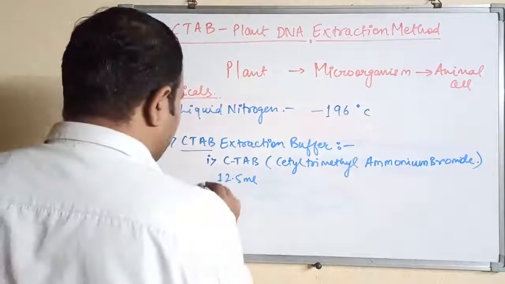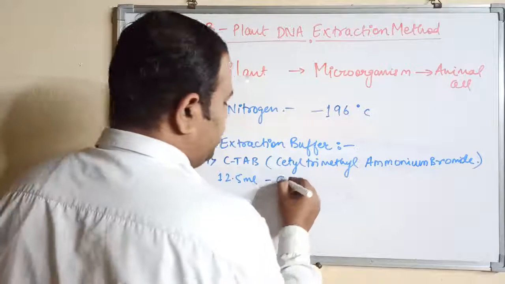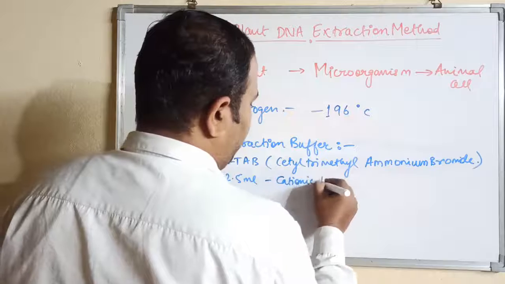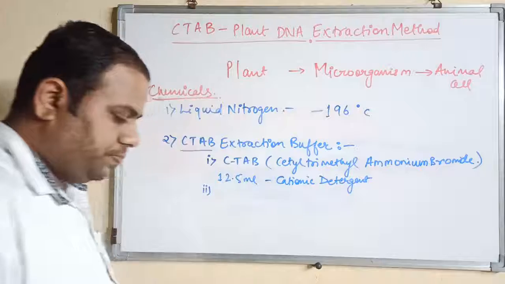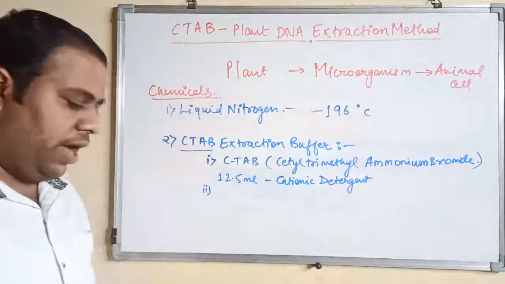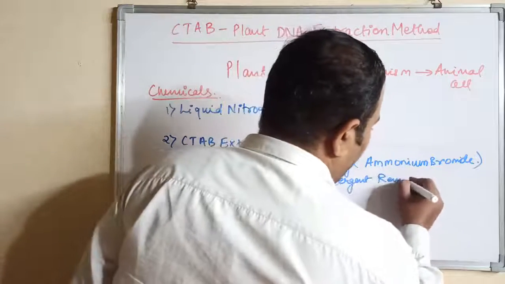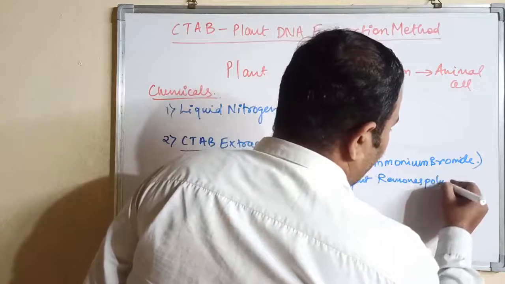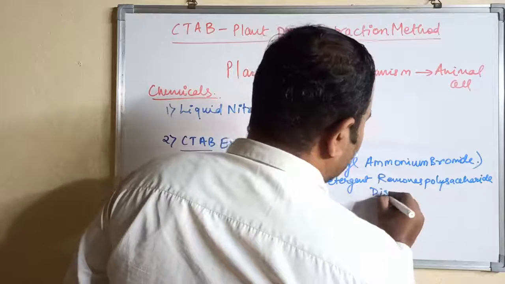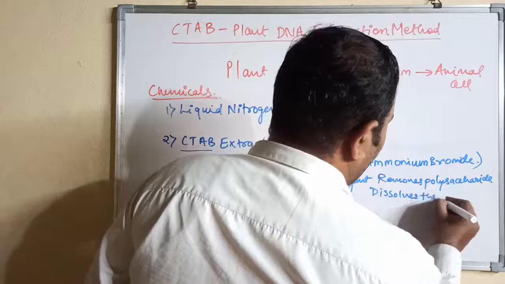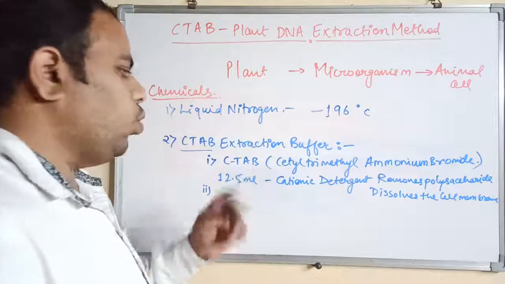After that, the next chemical that you have to take... I have told you CTAB is a cationic detergent, and its role is to dissolve and break down the cell membrane present in it, and it also removes the polysaccharide. It removes the polysaccharide and dissolves the cell membrane. So these are the two roles of CTAB here.